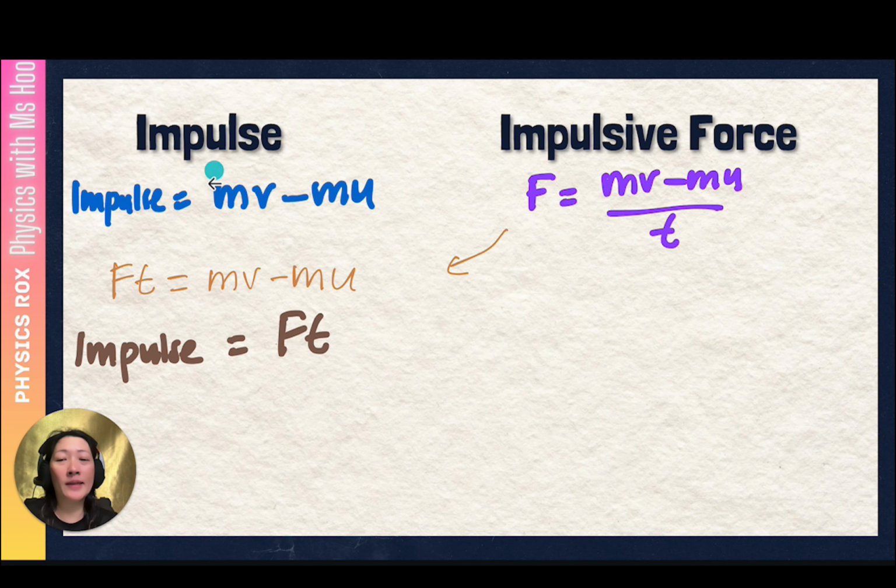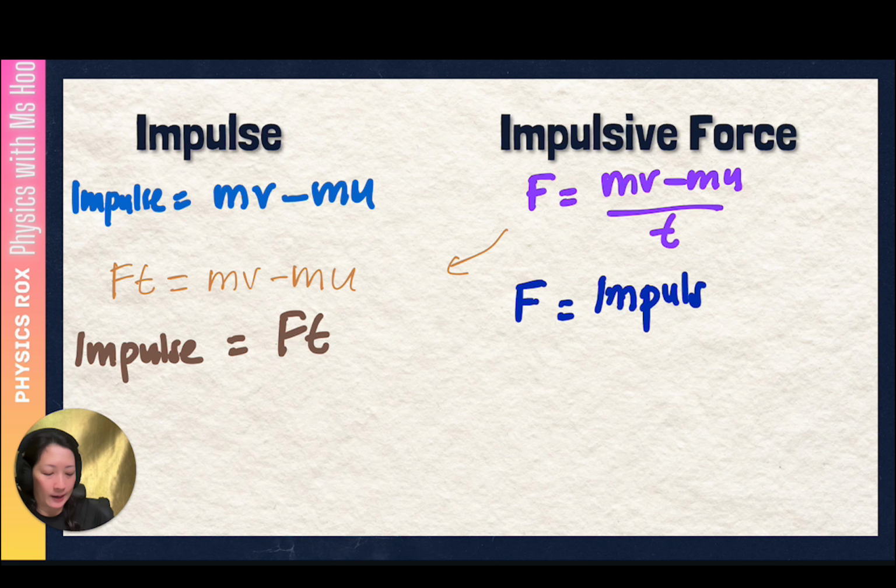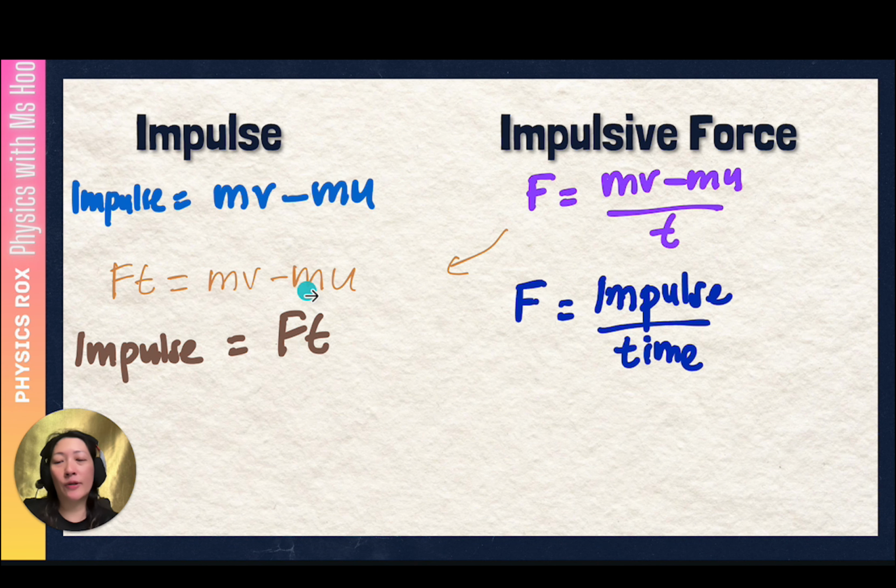Now because impulse is mv minus mu as well as equal to Ft, you should be able to see that another way to calculate the impulsive force is to take force, which I'll write here as F, as equal to impulse divided by time. Because impulse is equal to mv minus mu, or we can also derive it from this formula by taking time and shifting it over to the other side under the fraction of impulse. And that's how you get F equals impulse over time.